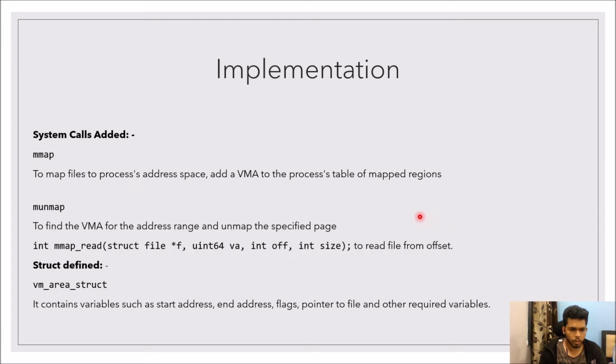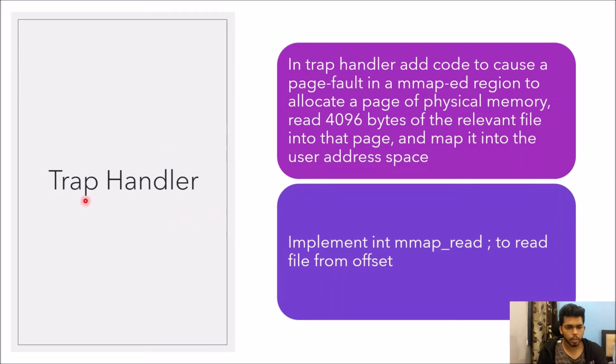We have to define a function as well. The function of this function is to read the file from the offset. Last, we have to define a struct named vmArea_struct. The function of this struct is to keep track of the pages mapped by mmap for each process. The virtual memory area struct should also contain a pointer to the file being mapped. We have to modify the trap handler such that it handles the cases of page fault errors.